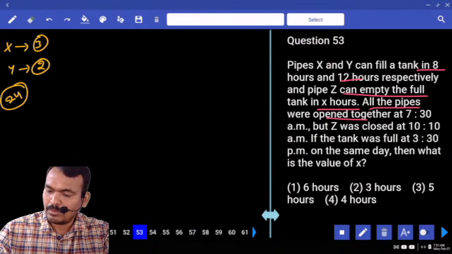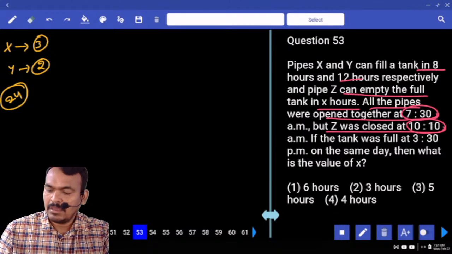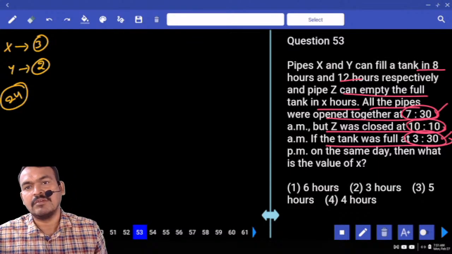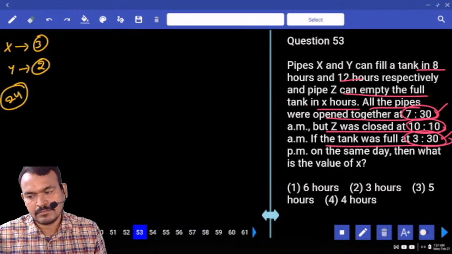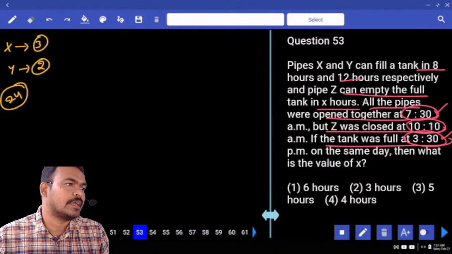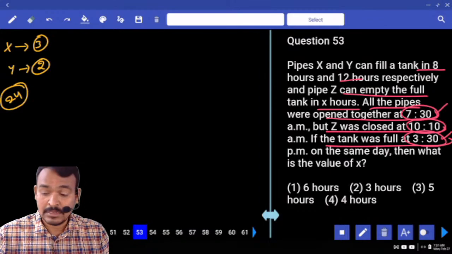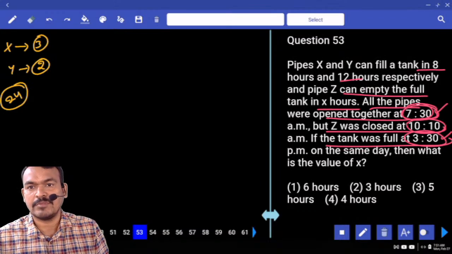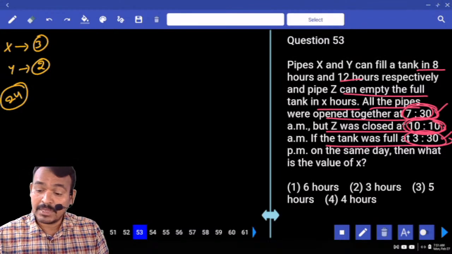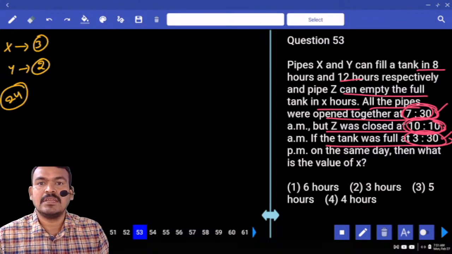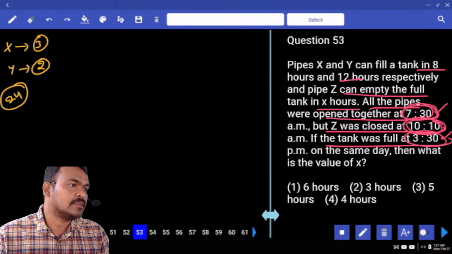All the 3 pipes are open together at 7:30 a.m. but Z was closed at 10:10 a.m. and the tank will be filled at 3:30 p.m. From 7:30 to 3:30, how many hours? 8 hours. In those 8 hours, X and Y are open, but Z is open for only some time, from 7:30 to 10:10. X and Y are open from 7:30 to 3:30, a total of 8 hours.